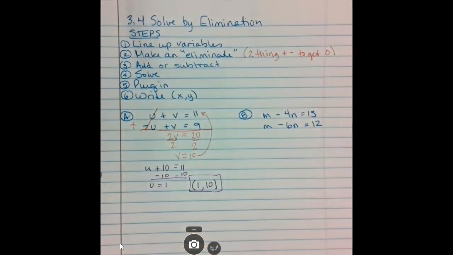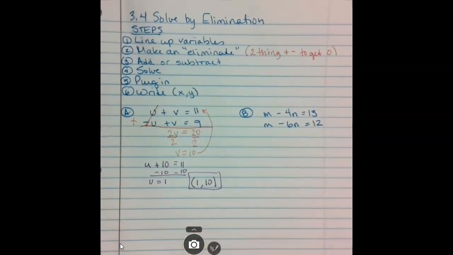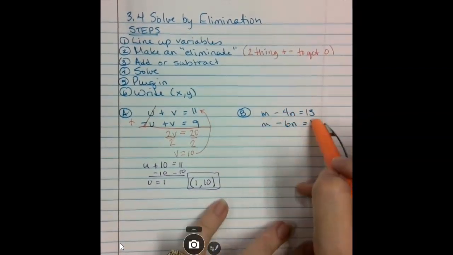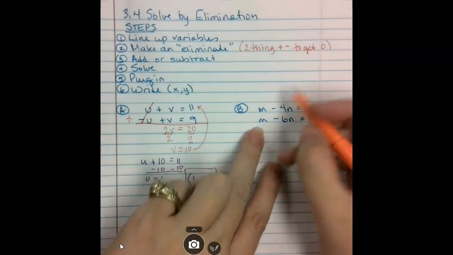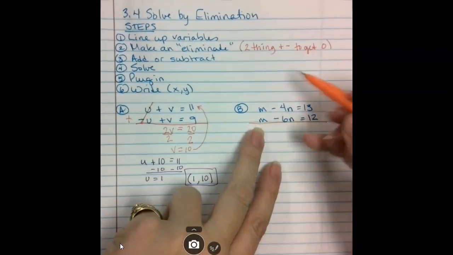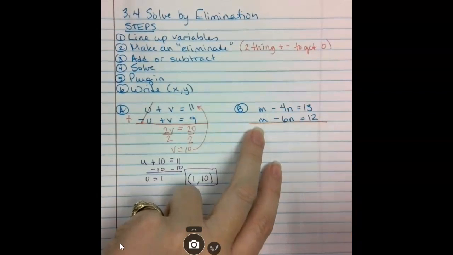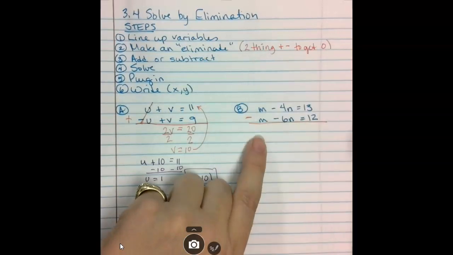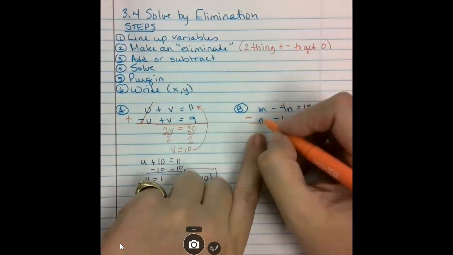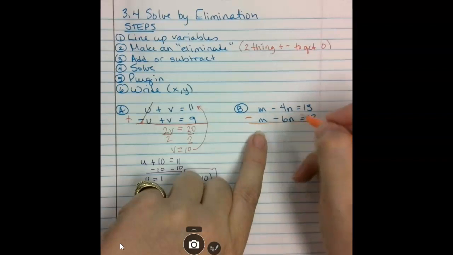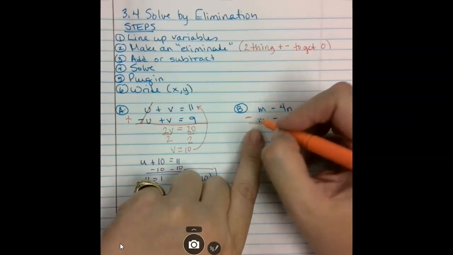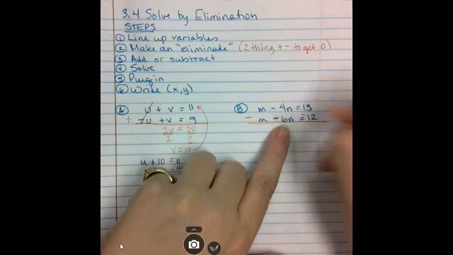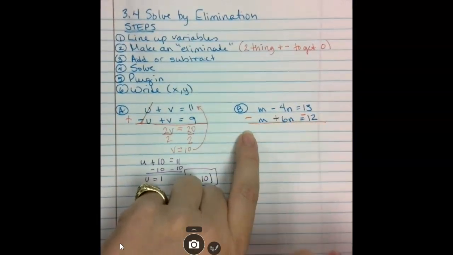Okay, let's do another one. So I've got my variables all lined up already, and then I'm going to make and eliminate. And here, to make and eliminate, m and m look like they would eliminate, but it will only work if I do a subtract this time. So this time I'm going to subtract, and when I subtract, I have to subtract everything in here. So I'm just going to change the sign on everything. So this is a minus m, this one becomes a plus, and this one becomes a minus. Notice I changed everything in there.